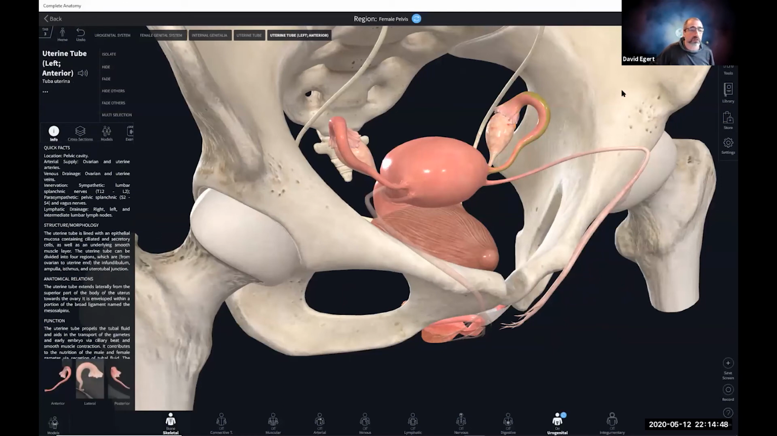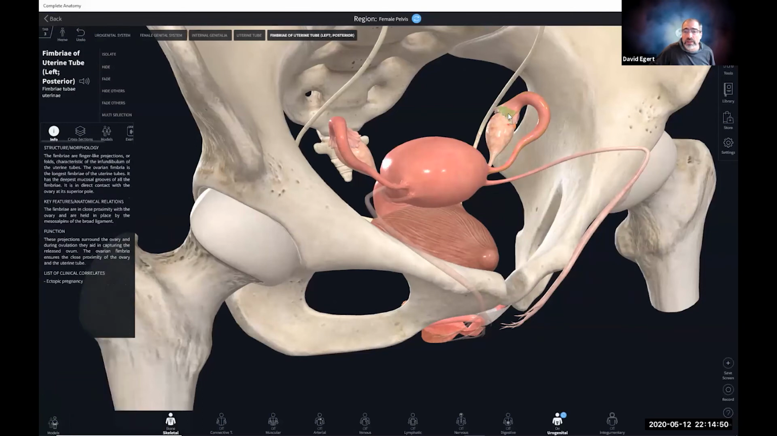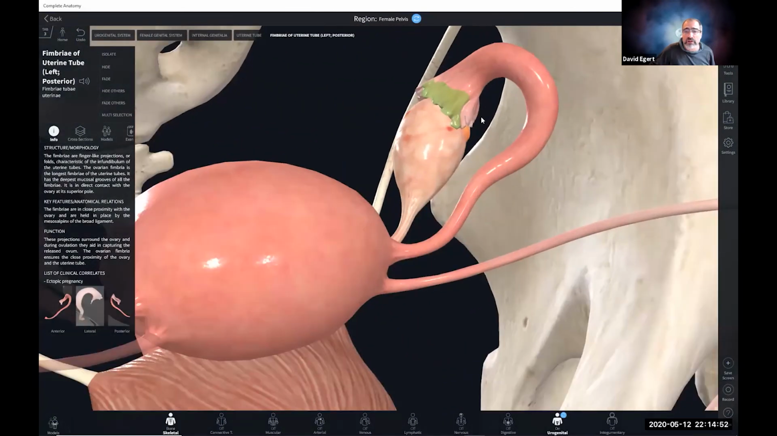So uterine tubes, the fimbriae, the little fingers that reach out and hopefully grab the egg as it pops out. And there are different names. You're not going to be tested on them. Where it narrows is the isthmus, where it expands is the ampulla, the funnel-like area is the infundibulum, but you should just know it's the fallopian tube or the uterine tube, and that the little fimbriae are the little fingers that scoop up the egg.